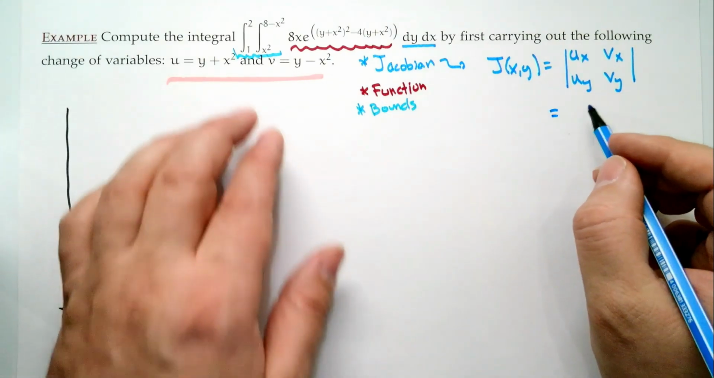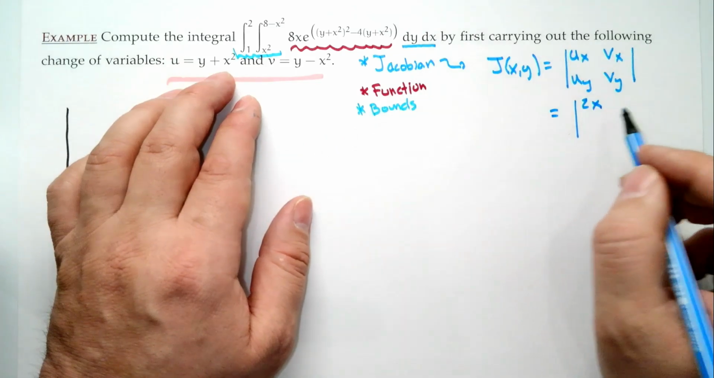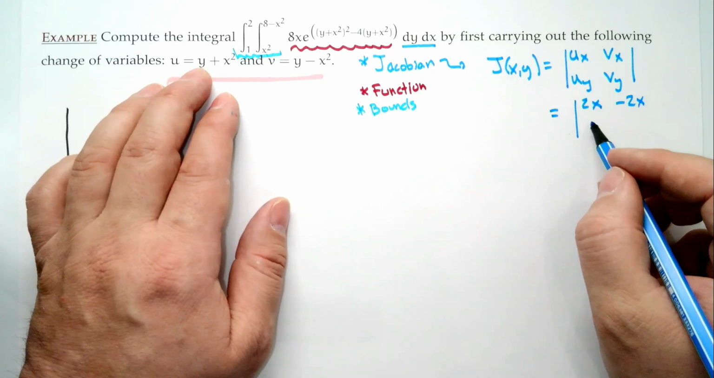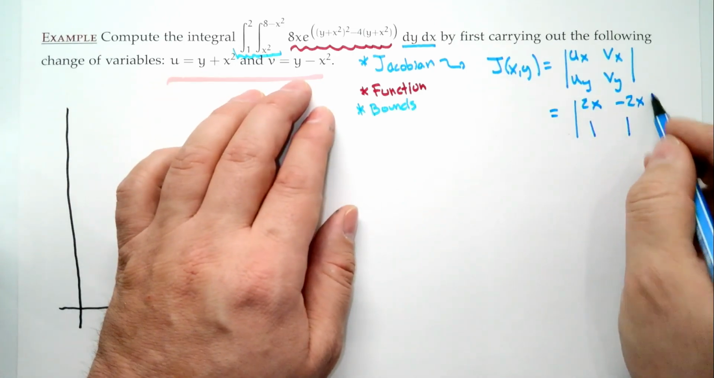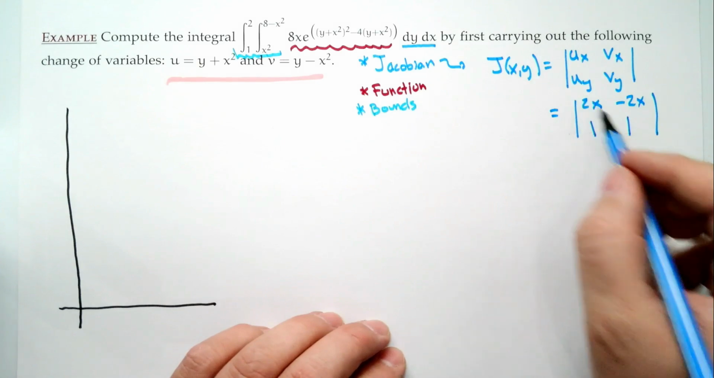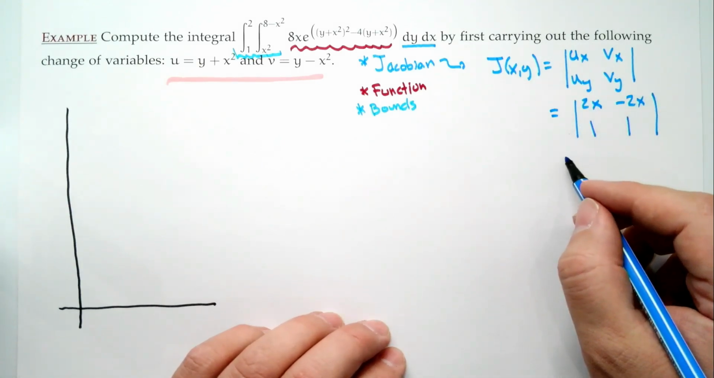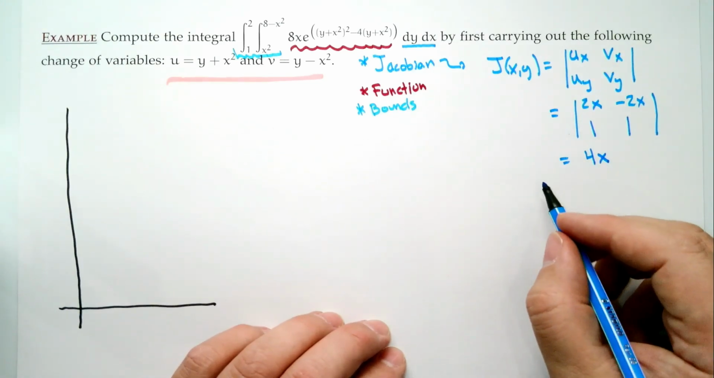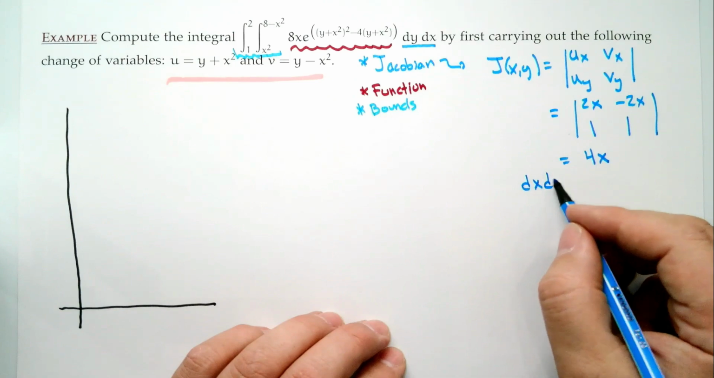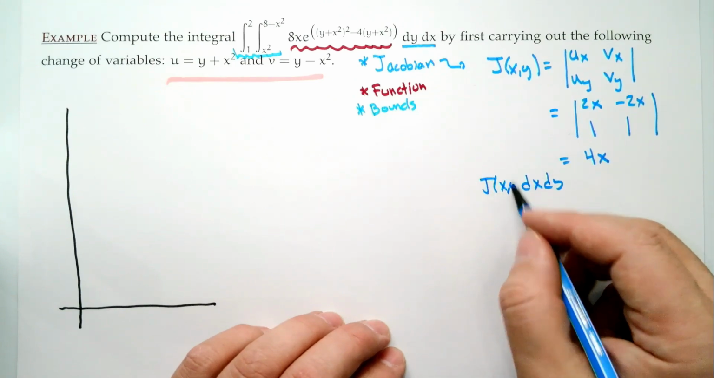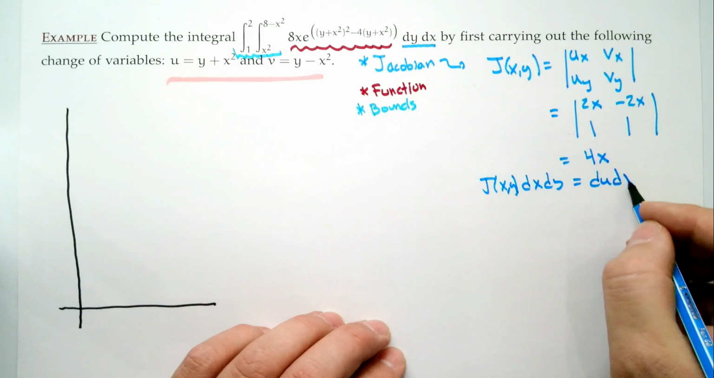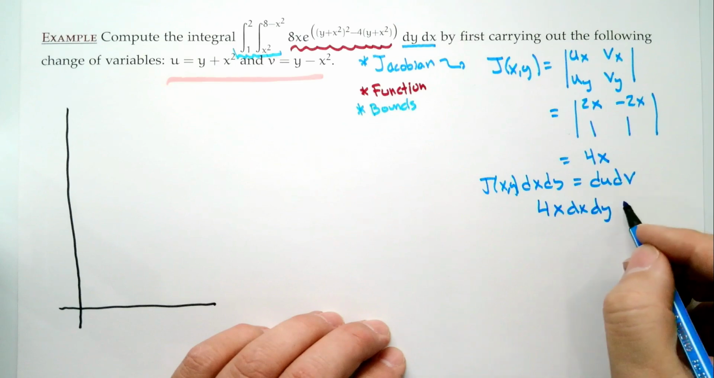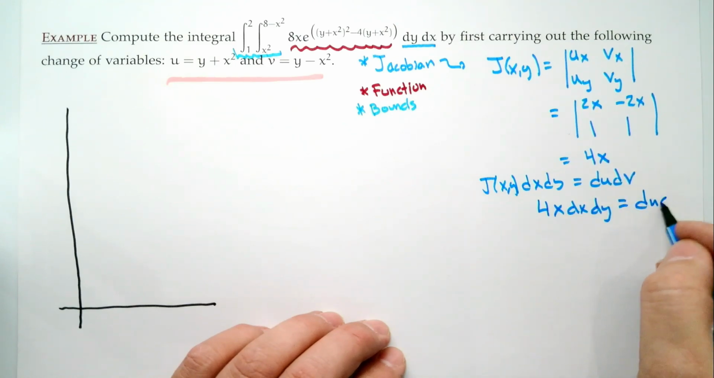So in our case, u sub x will be 2x, and v sub x is minus 2x. U sub y is 1. V sub y is 1. So, taking this determinant, 2x minus negative 2x gives us 4x. Now, how do you read this? This says that dx dy times the Jacobian of xy becomes du dv. So another way to say this is 4x dx dy is equal to du dv.